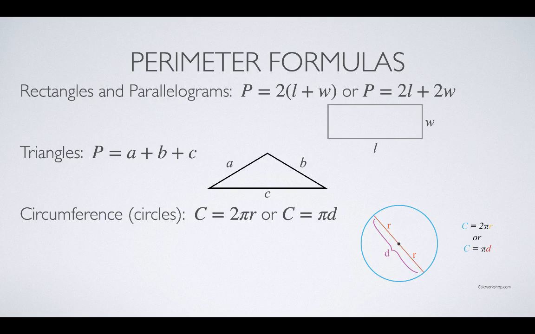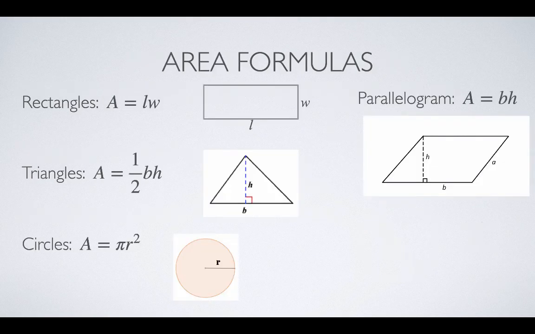And for circles, we call the perimeter circumference. Circumference can be in one of two forms. The circumference is 2 pi r, with r being the radius, or C equals pi d if you are given the diameter. For area, we have some formulas.